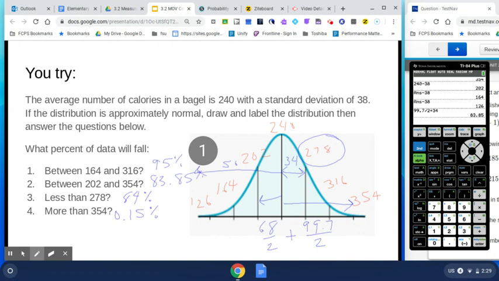The last one asks more than 354. 354 was 3 standard deviations above the mean. So 3 standard deviations in both directions is 99.7%. So that leaves 0.3%, but that's for both the right tail and that left tail. So I took the 0.3% that's left over and divided it by 2 to get the 0.15% that would be just on this right tail region.